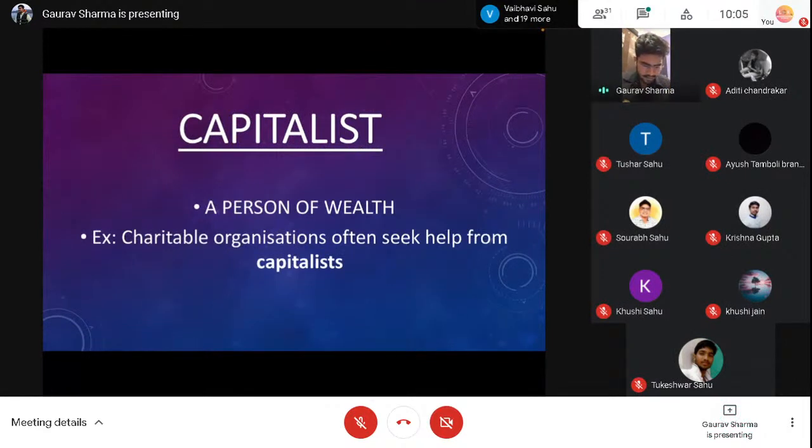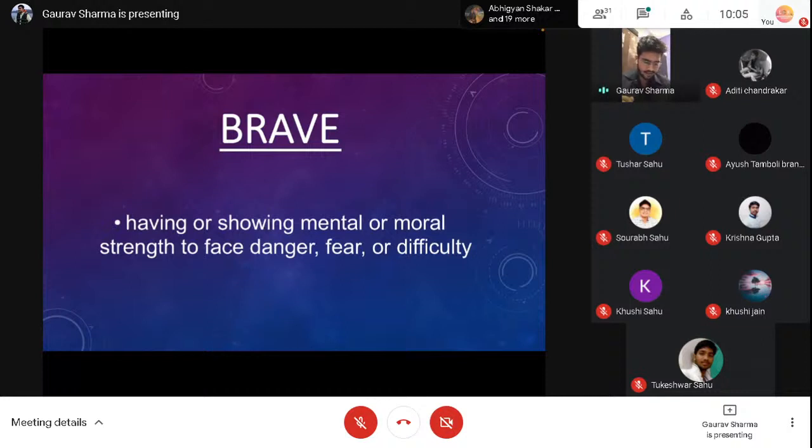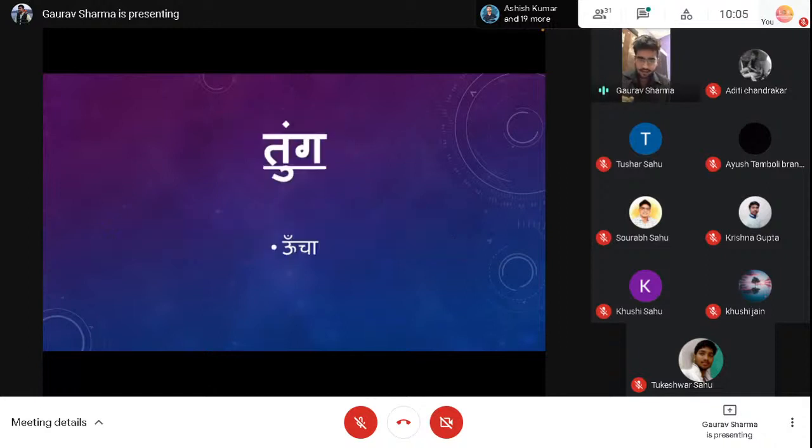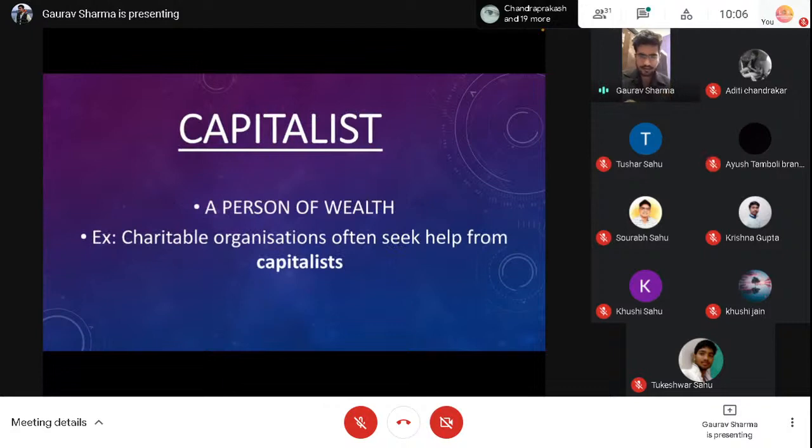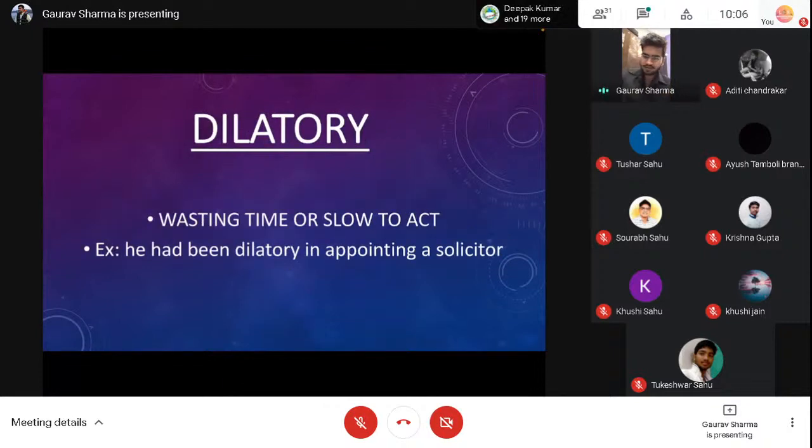Okay, so the words were capitalist, meaning a person of wealth. Example: charitable organizations often seek help from capitalists. So Tatas, Birlas, Ambanis, Adanis, all are capitalists. Brave: having or showing mental or moral strength to face danger, fear or difficulty. Then we also had two Hindi words. First one was tum, ucha, and the second one was vaitarani, which is the river that separates the earth and the underworld. These were some words, but because of the lack of time, we couldn't include those words. No issues.